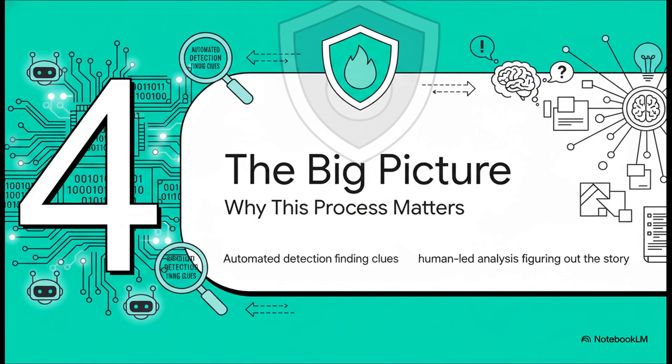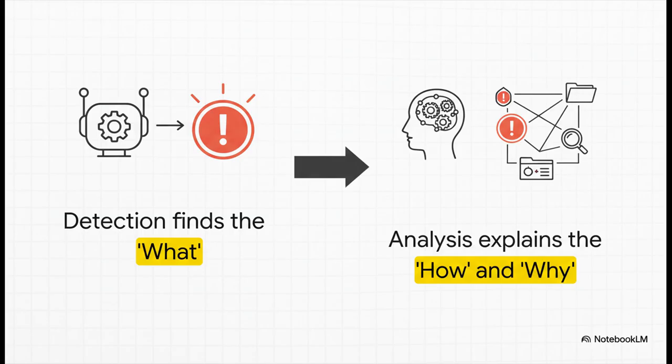So we've got the automated tools doing the detection, and we've got the human experts doing the deep dive analysis. Let's just step back for a second and look at the big picture. Why is this two-part process so incredibly important for modern network security? This slide just nails it.